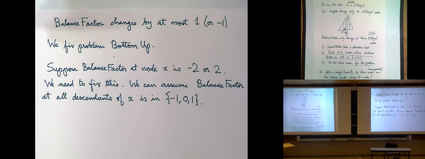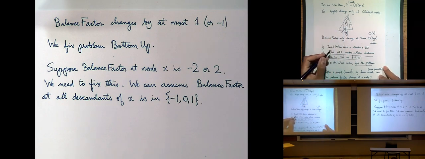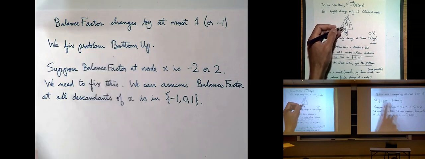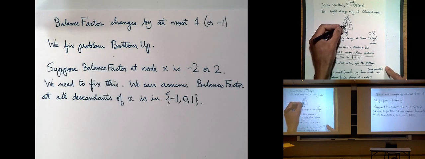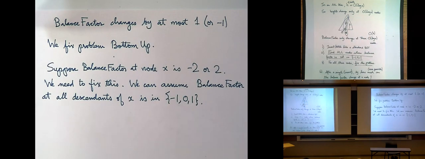Why? Exactly, because you're doing it bottom up, right? So you've fixed all the problems below. So in this example, suppose there is a problem at this node. We're fixing it bottom up. So we're fixing the problem at everything up to that path, and then we fix it over there, which means that for the descendants, the balance factor is correct. Okay?